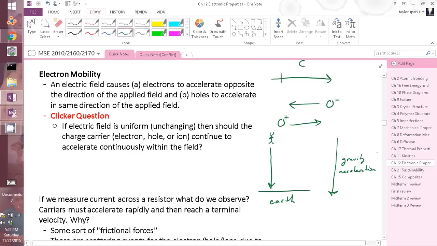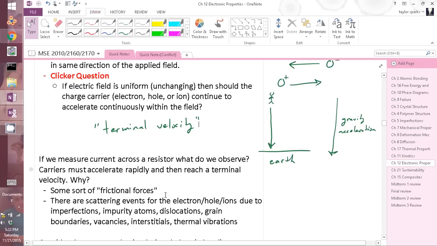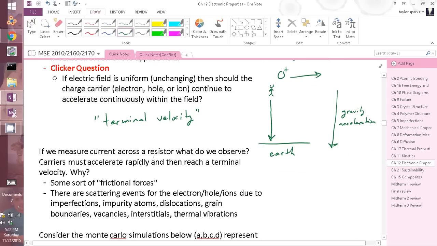We say that the air that we're colliding against slows us down, right? It's causing us to decelerate at the same rate that gravity is accelerating us. So we have no net change in velocity. Instead, we reach terminal velocity. So that's exactly what we see. If we measure a resistor, we don't see infinite conductivity. We see some finite conductivity. So our electrons or our holes or whatever, they must be reaching terminal velocity.